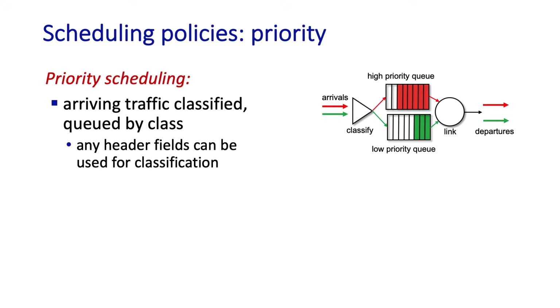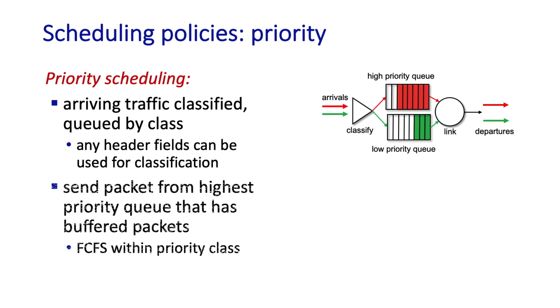Under priority scheduling, packets arriving at the output link are classified into priority classes on arrival at the queue, as shown here, where we have a high priority red class of traffic and a lower priority green class of traffic. The priority queuing discipline will transmit a packet from the highest priority class that has a non-empty queue, that is, has packets waiting for transmission. The choice among packets in that same priority class is typically done in a first-come, first-served manner.